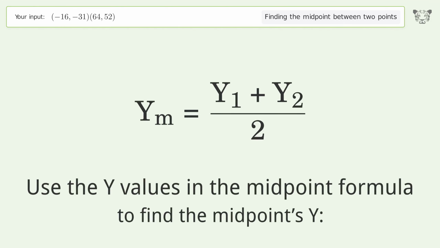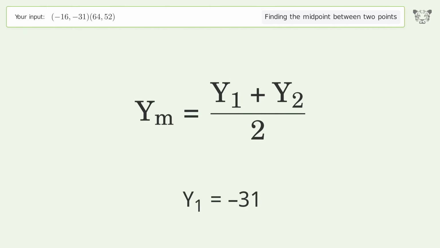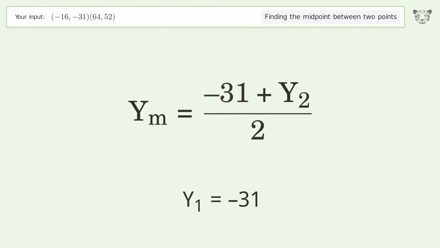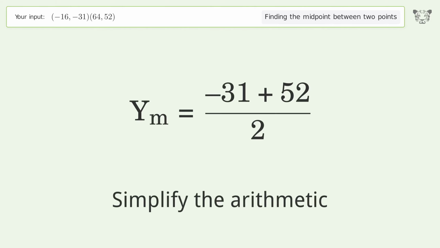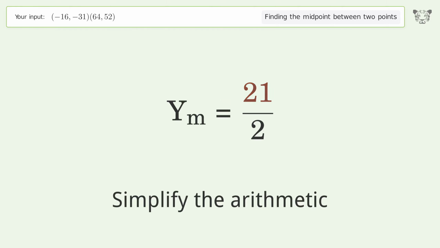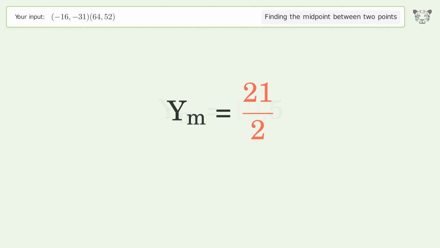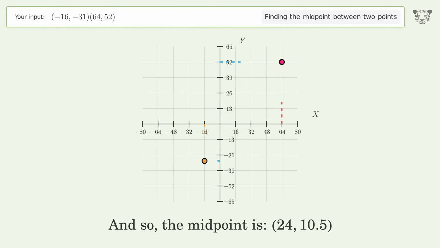Use the y values in the midpoint formula to find the midpoint's y. y1 equals -31. y2 equals 52. Simplify the arithmetic. And so, the midpoint is 24, 10.5.